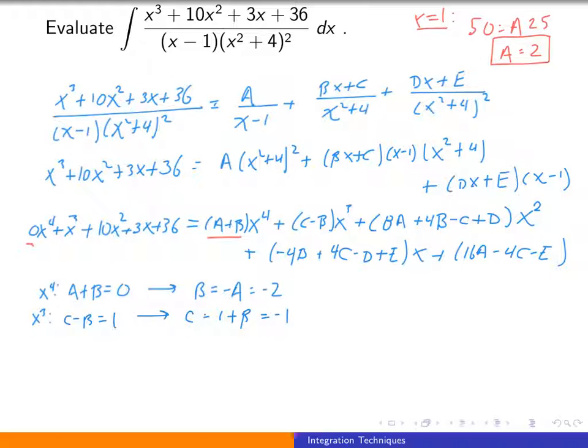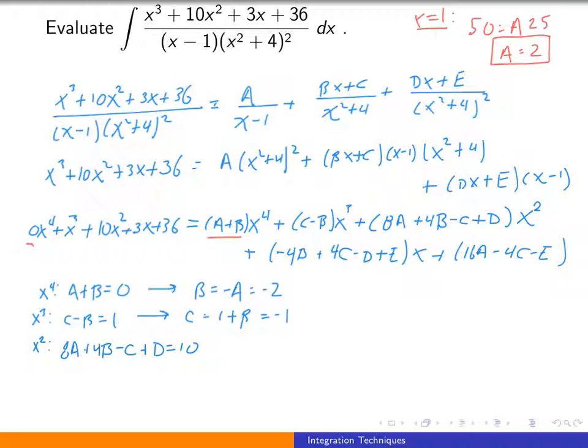So really determining that value of a in the beginning was key in terms of simplifying our work in these later steps. Comparing the coefficients of x squared, we have that on the left-hand side it's 10, and on the right-hand side it's 8a plus 4b minus c plus d. So 8a plus 4b minus c plus d is equal to 10.